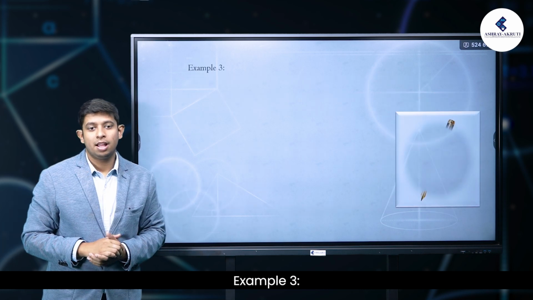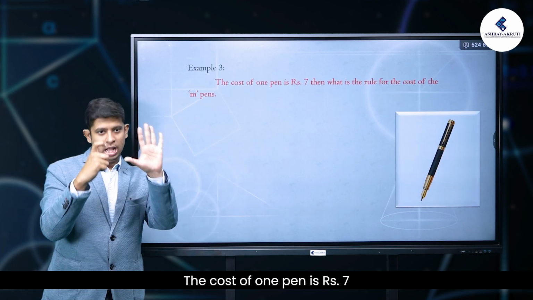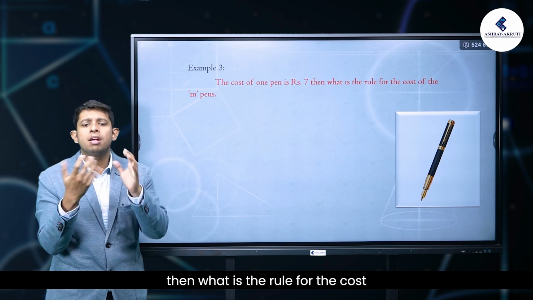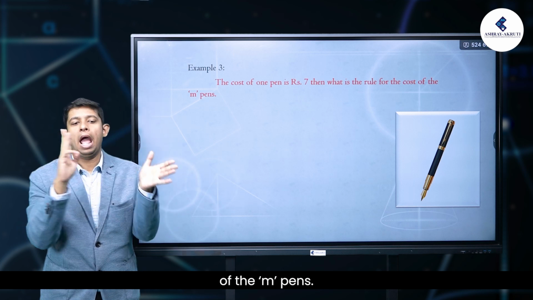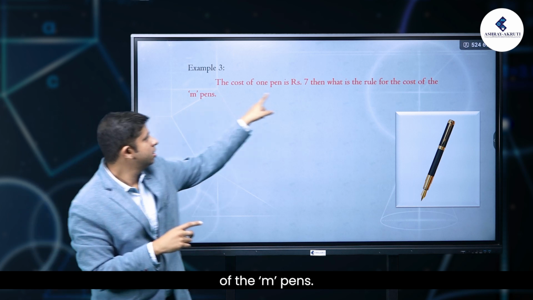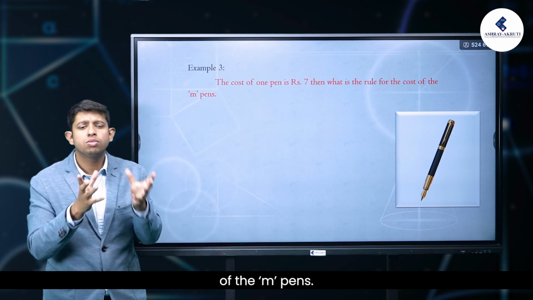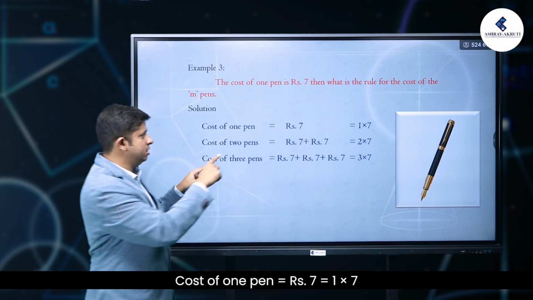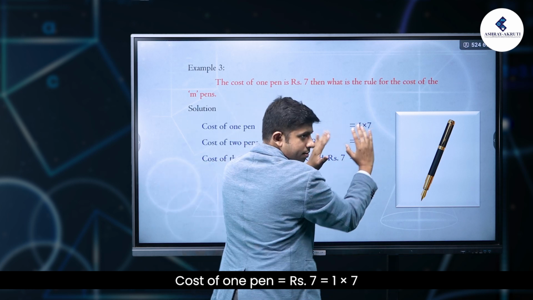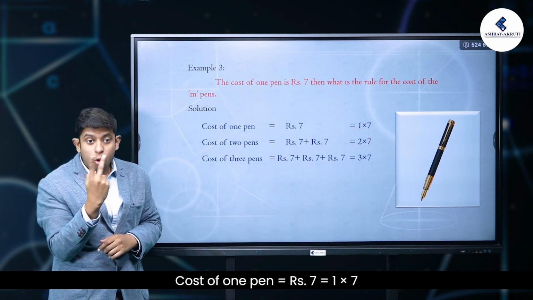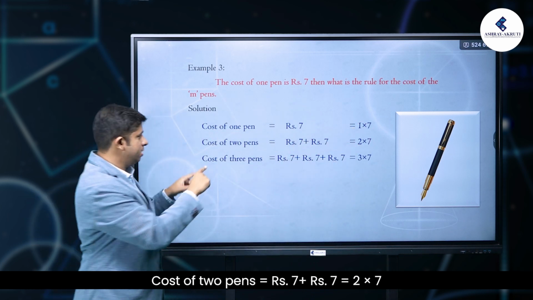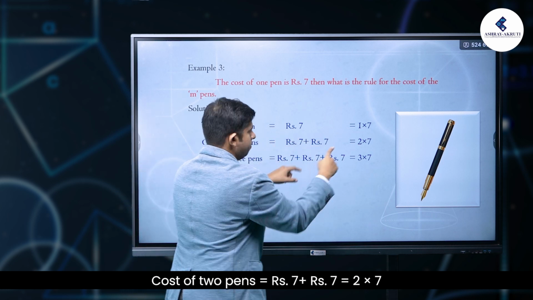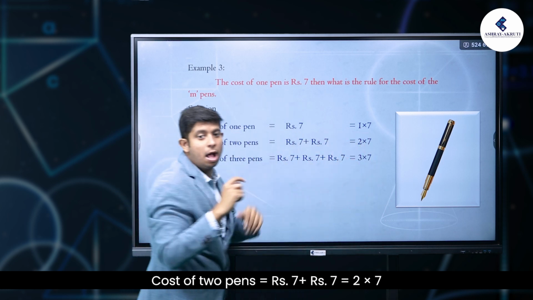Example 3. The cost of one pen is rupees 7. Then what is the rule of the cost of the M pens? Solution. Cost of one pen is equal to rupees 7, which is equal to 1 into 7. Cost of 2 pens is equal to rupees 7 plus rupees 7, which is equal to 2 into 7.